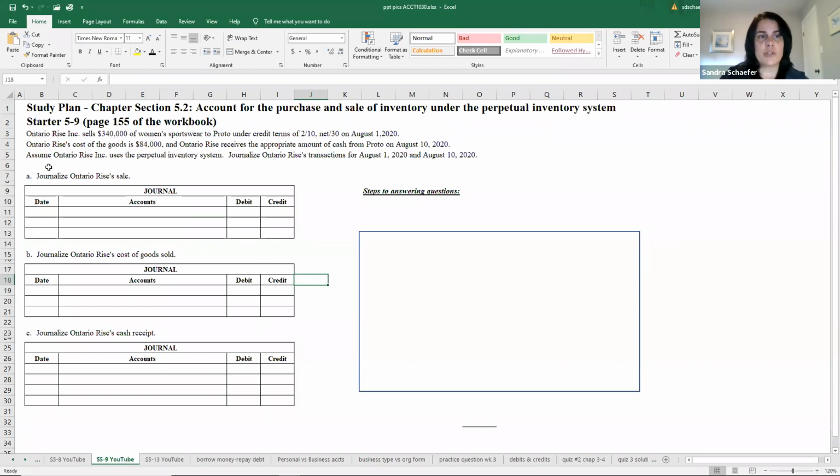We are assuming in this question that Ontario Rise Inc. uses a perpetual inventory system, and the requirement is to journalize the transactions for August 1st and August 10th.